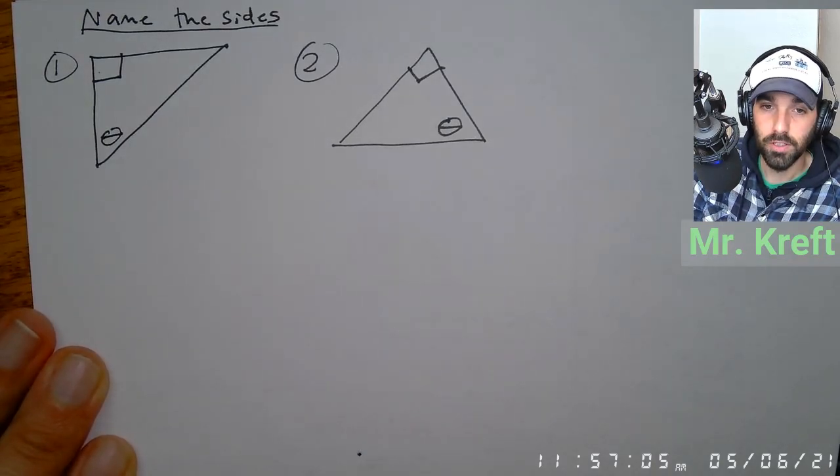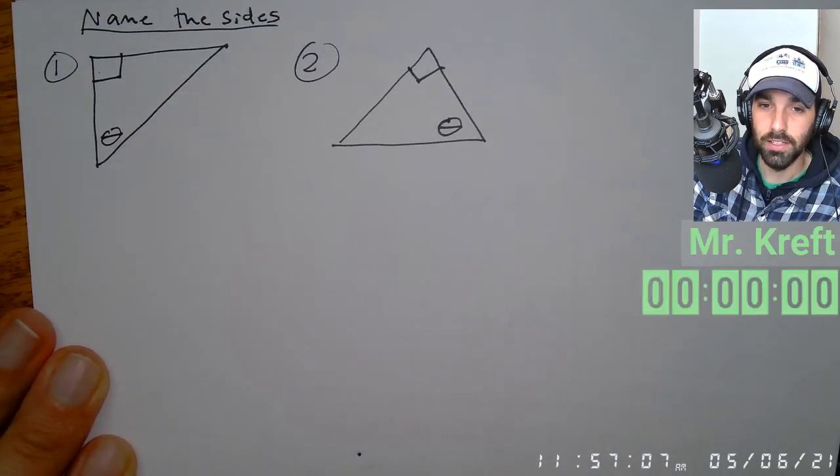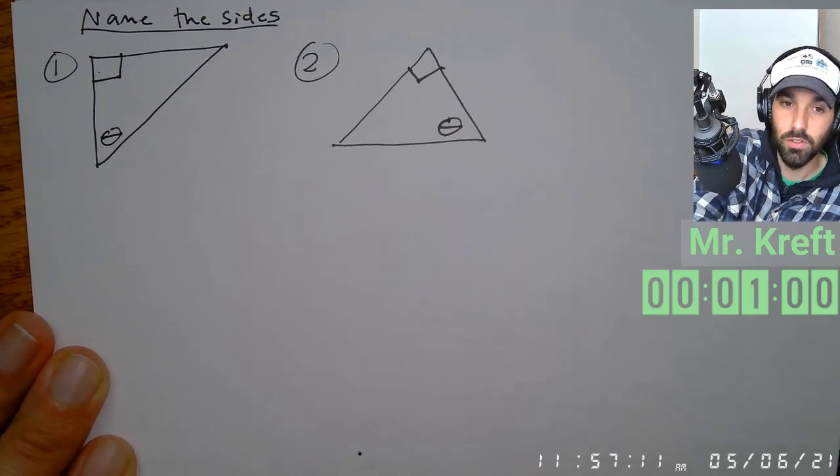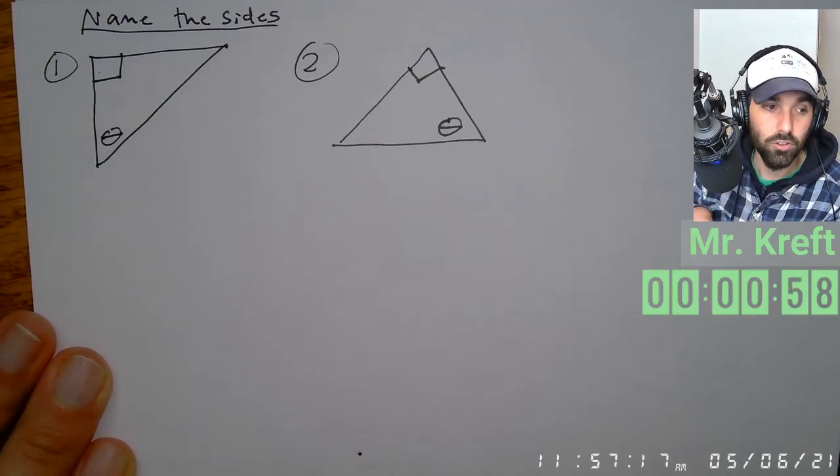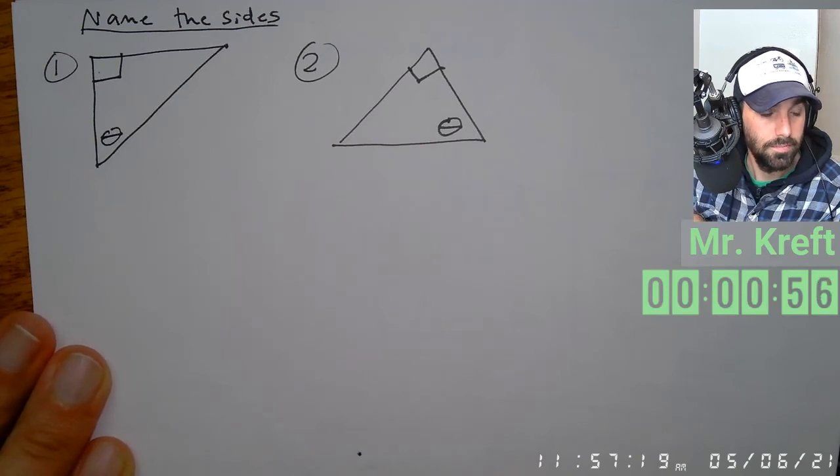I'm going to put a little timer up. It's not for you, it's for me. If I don't, I can't remember how much time's gone by. I just want you to take a minute to do this. It shouldn't take very long. Identify the hypotenuse, the opposite, and the adjacent.